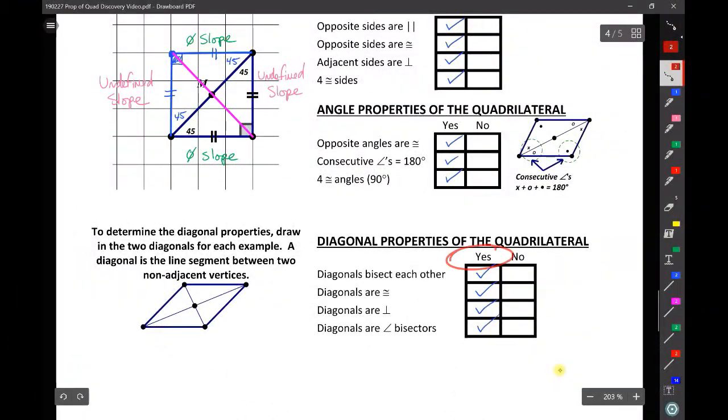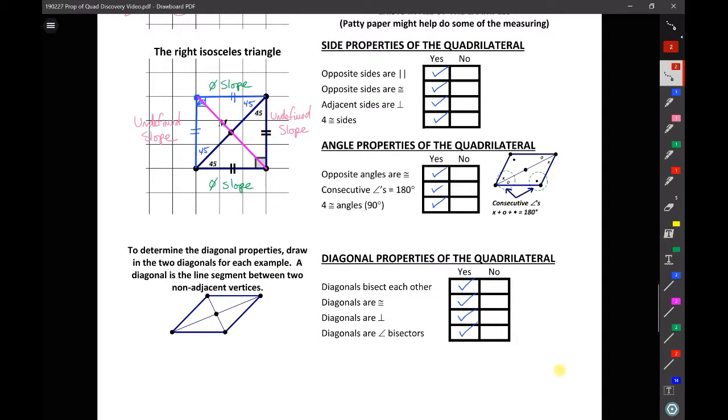All right, once again, we have all yeses here when it comes to our diagonals. Again, the diagonals bisect each other. We can see that, of course, with the parts being congruent to each other. The diagonals are, in fact, congruent. If you measured those out with your patty paper, you would have found that they are congruent in both cases. The diagonals are perpendicular, so they do meet at 90-degree angles where they meet. And the diagonals are angle bisectors, and we can see that in the measurements, and we can see that here with the 45 split. So yes, all of these characteristics come into play.